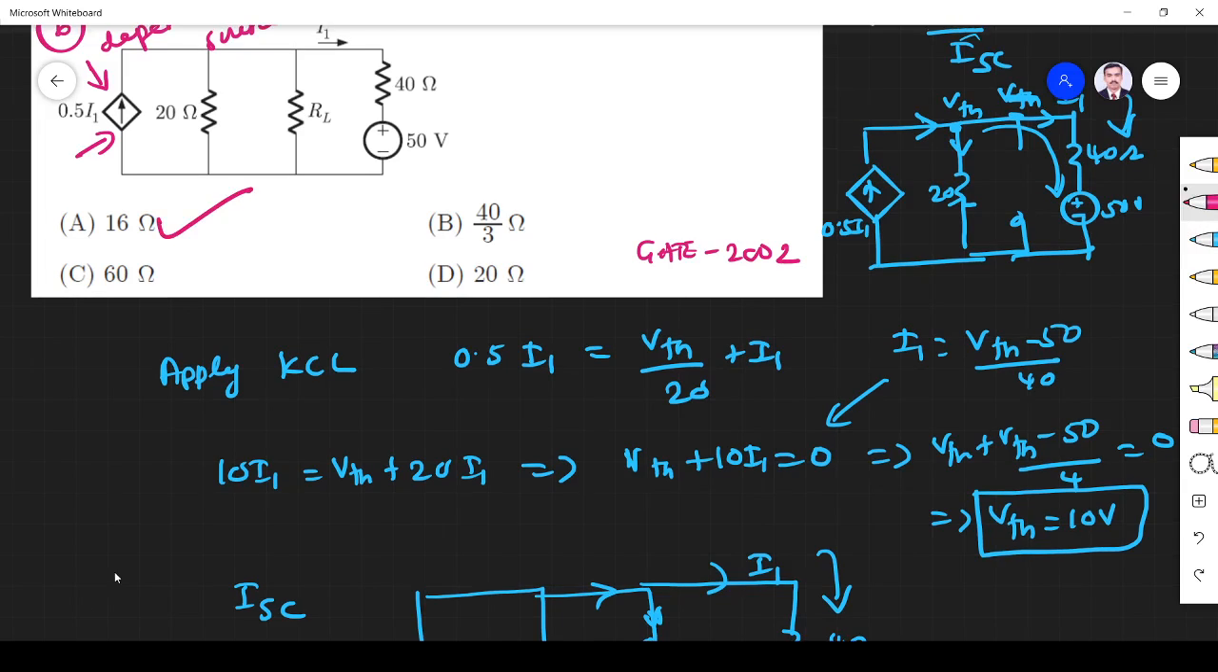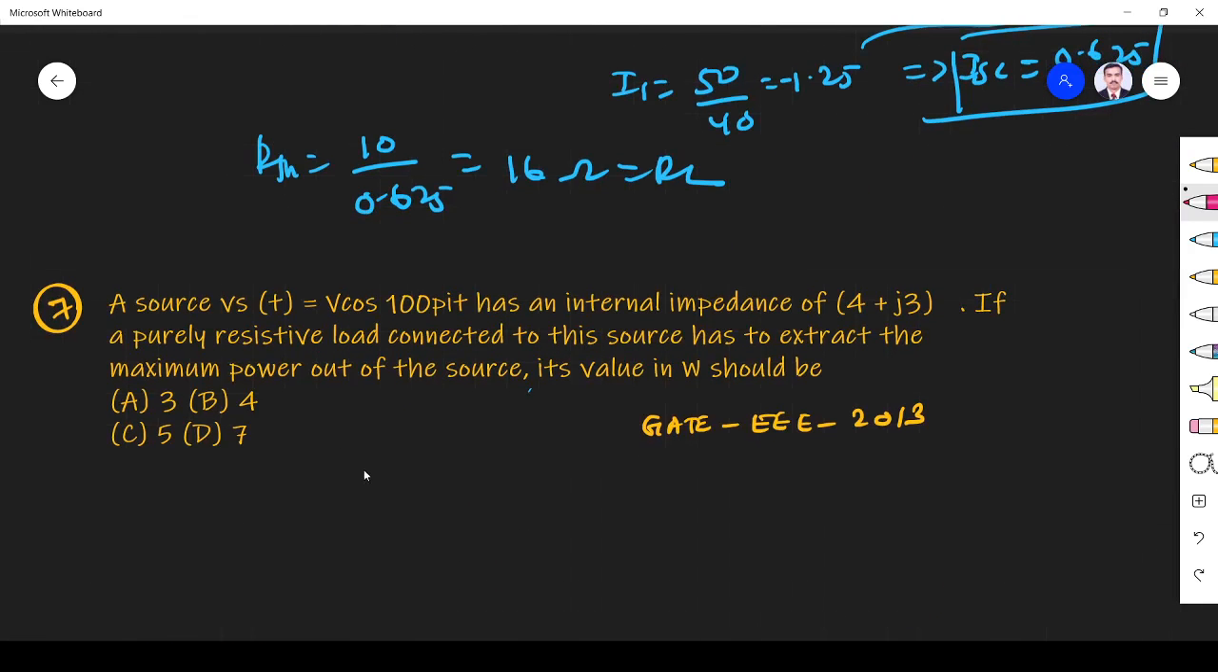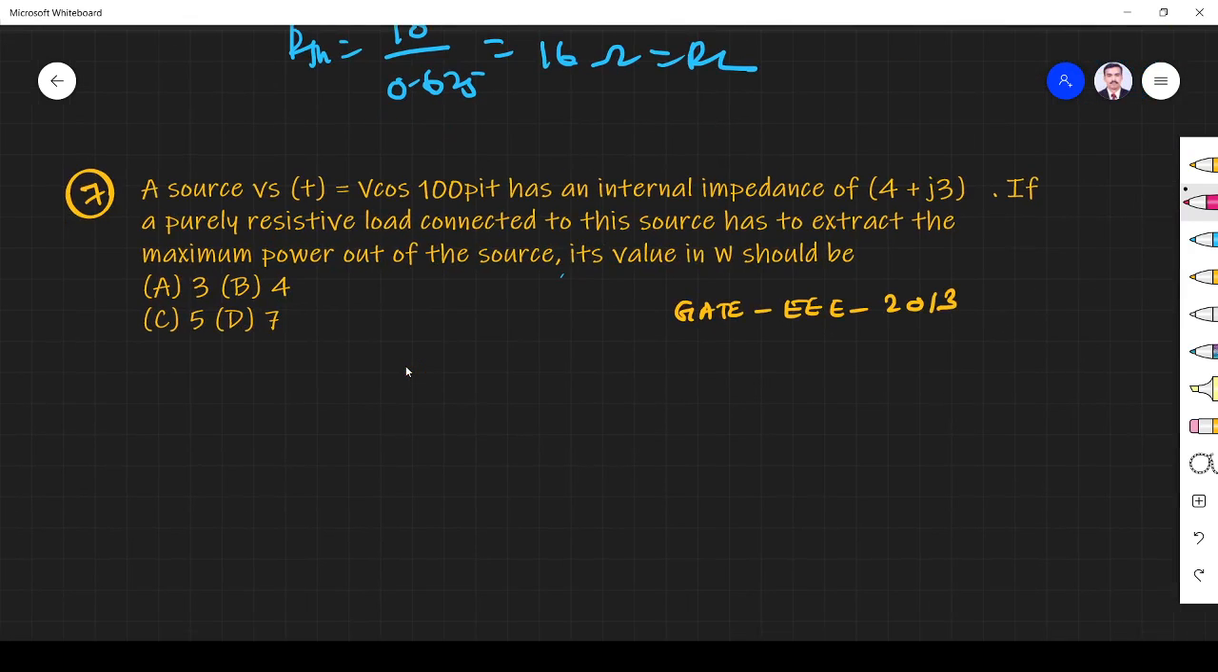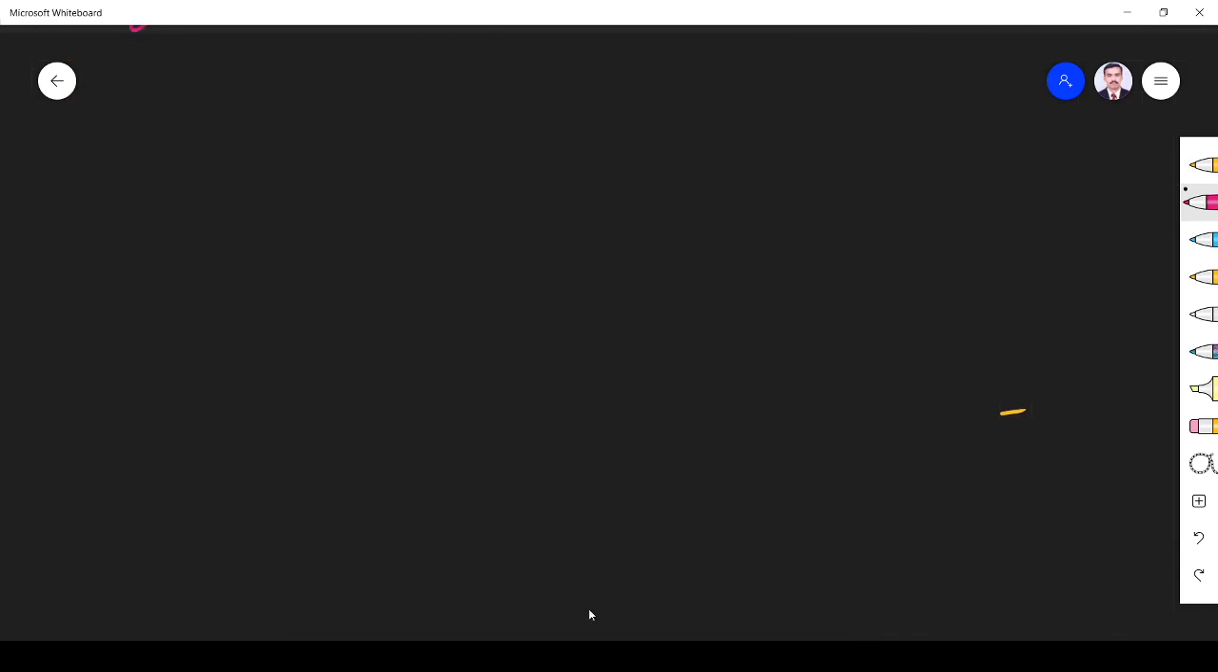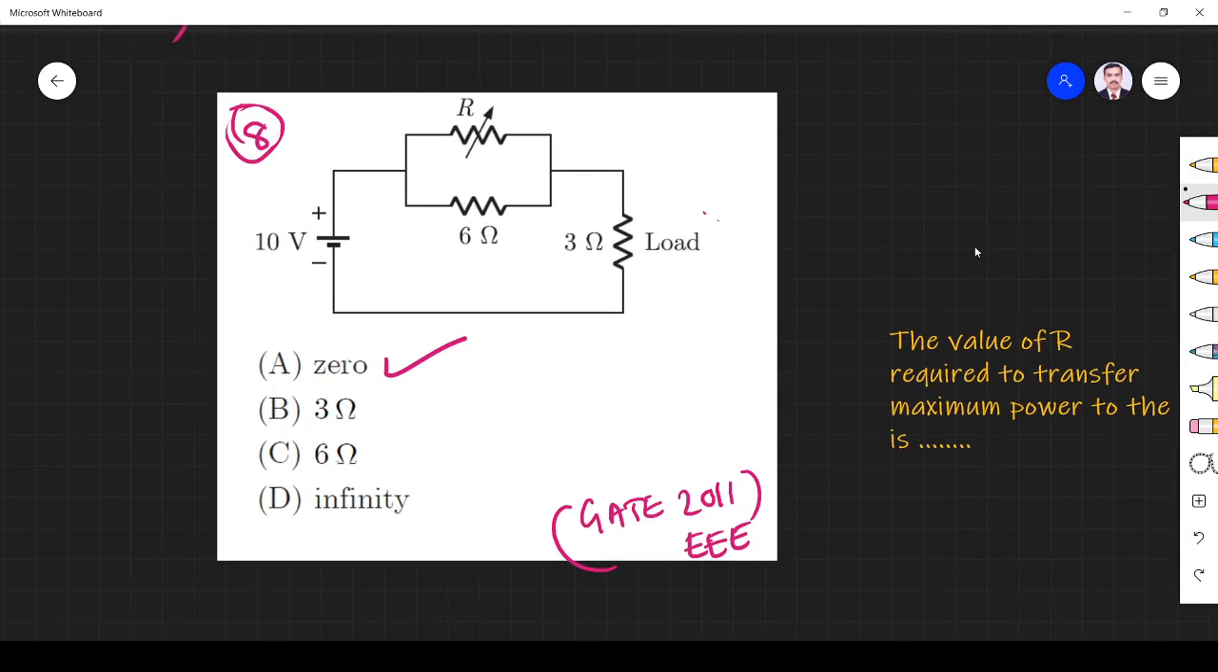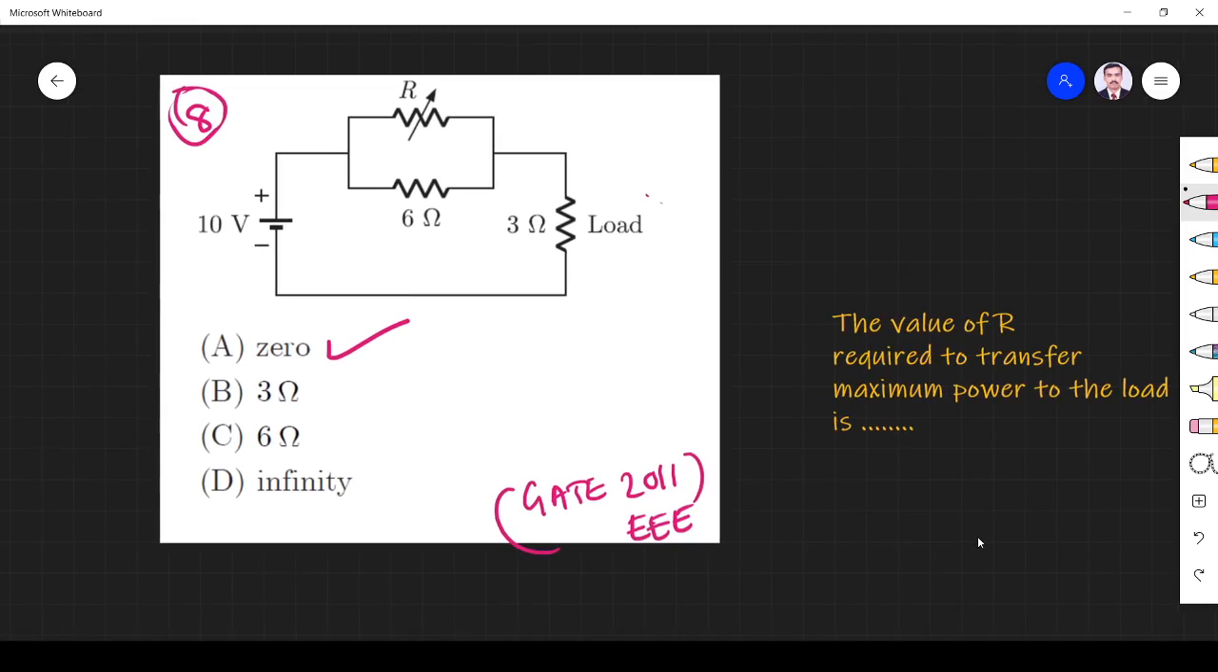Okay, the next question is, what is that? You see, a source of V cos(100πt) has an internal impedance. I think we have done this already. So the answer is 5 ohm. They have asked this in EC also, IEEE also.